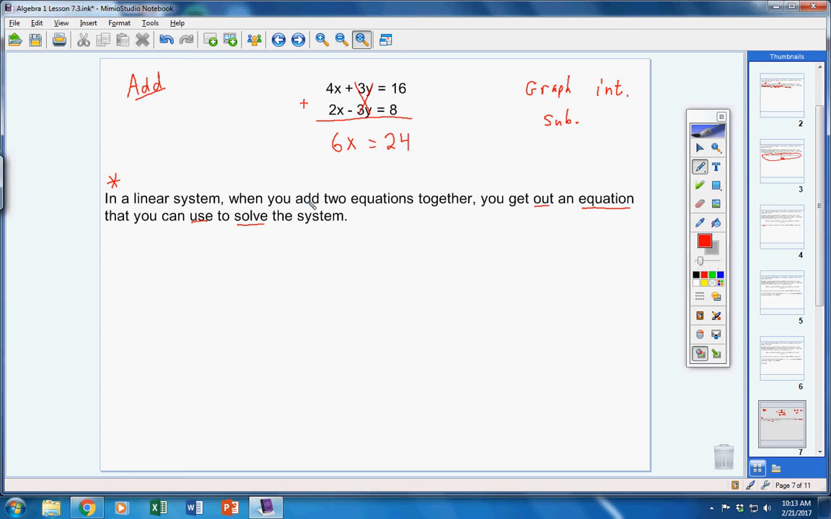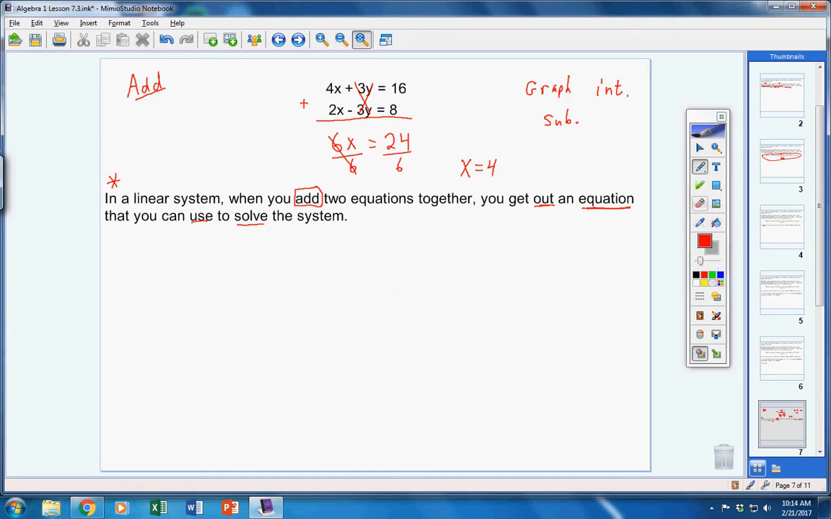In a linear system, when you add two equations together like we did up here, you get out an equation like we did right here, that you can use to solve the system. So when we added these two equations together, we get out this equation. We can use this to solve the system. So this is so easy. 6x equals 24, right? Divide both sides by 6. And what's x equal? x equals 4.